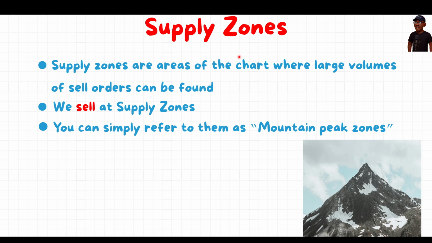Now, what are supply zones? Supply zones are areas of the chart where large volumes of sell orders can be found. At supply zones, we sell. So we sell at supply zones. You can simply refer to them as mountain peak zones. Yes, so that is a picture of a mountain peak right there.